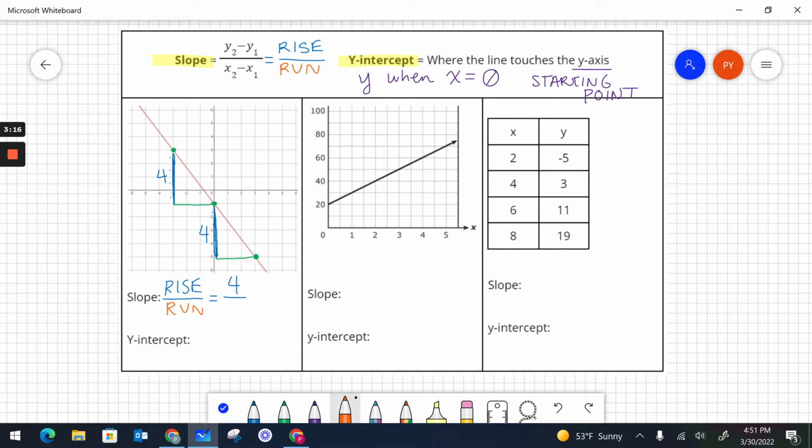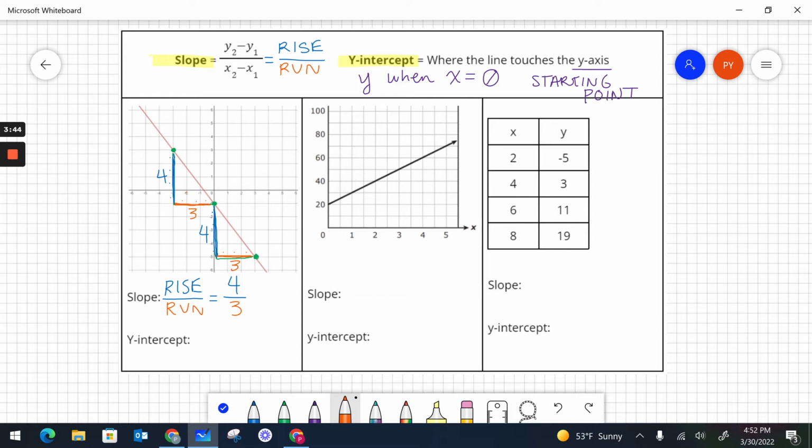For the run, that's looking from left to right, how far that goes. That's what I'm marking in orange right now. So I'll count the units by counting the squares. 1, 2, 3. So my run is 3. My run is 3. So my slope is 4/3, or 4 over 3.